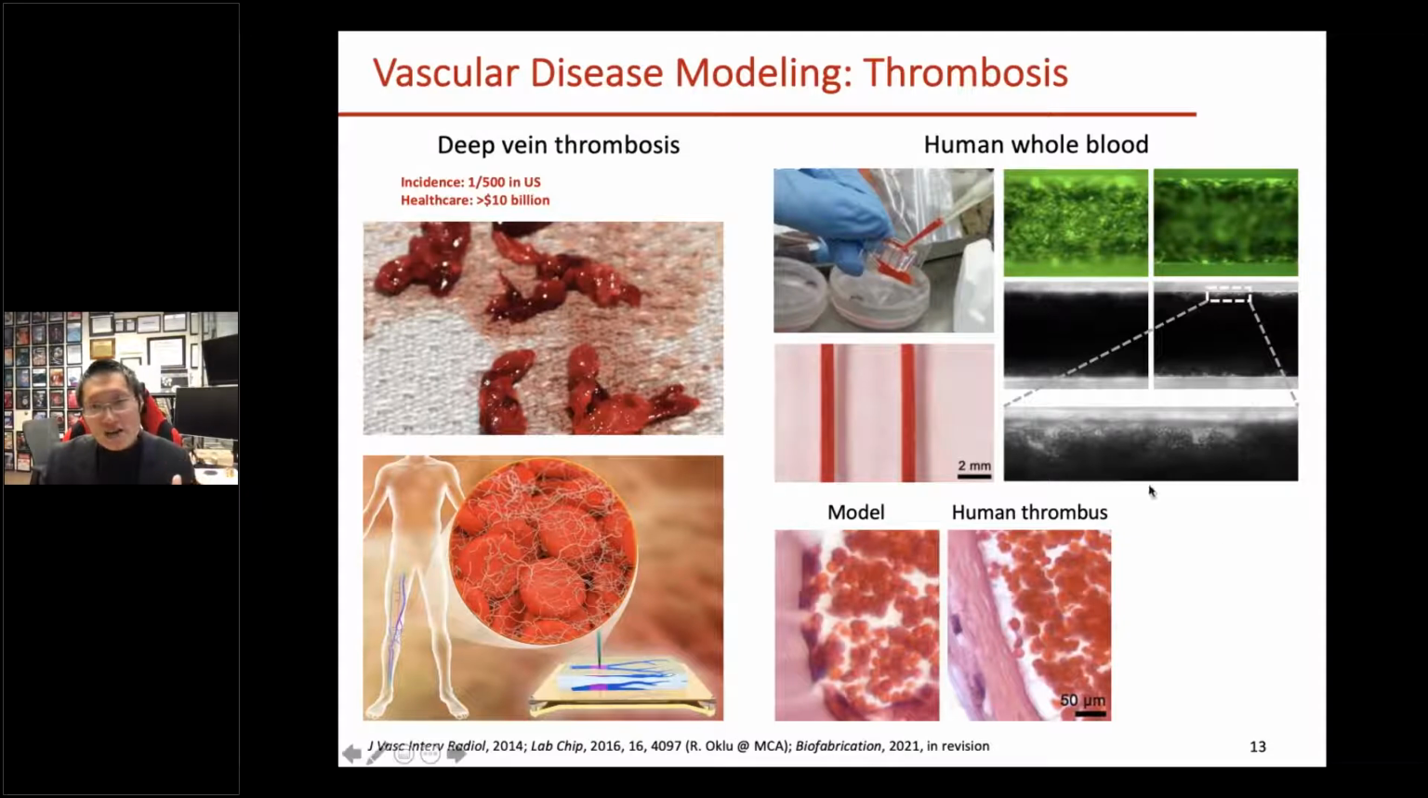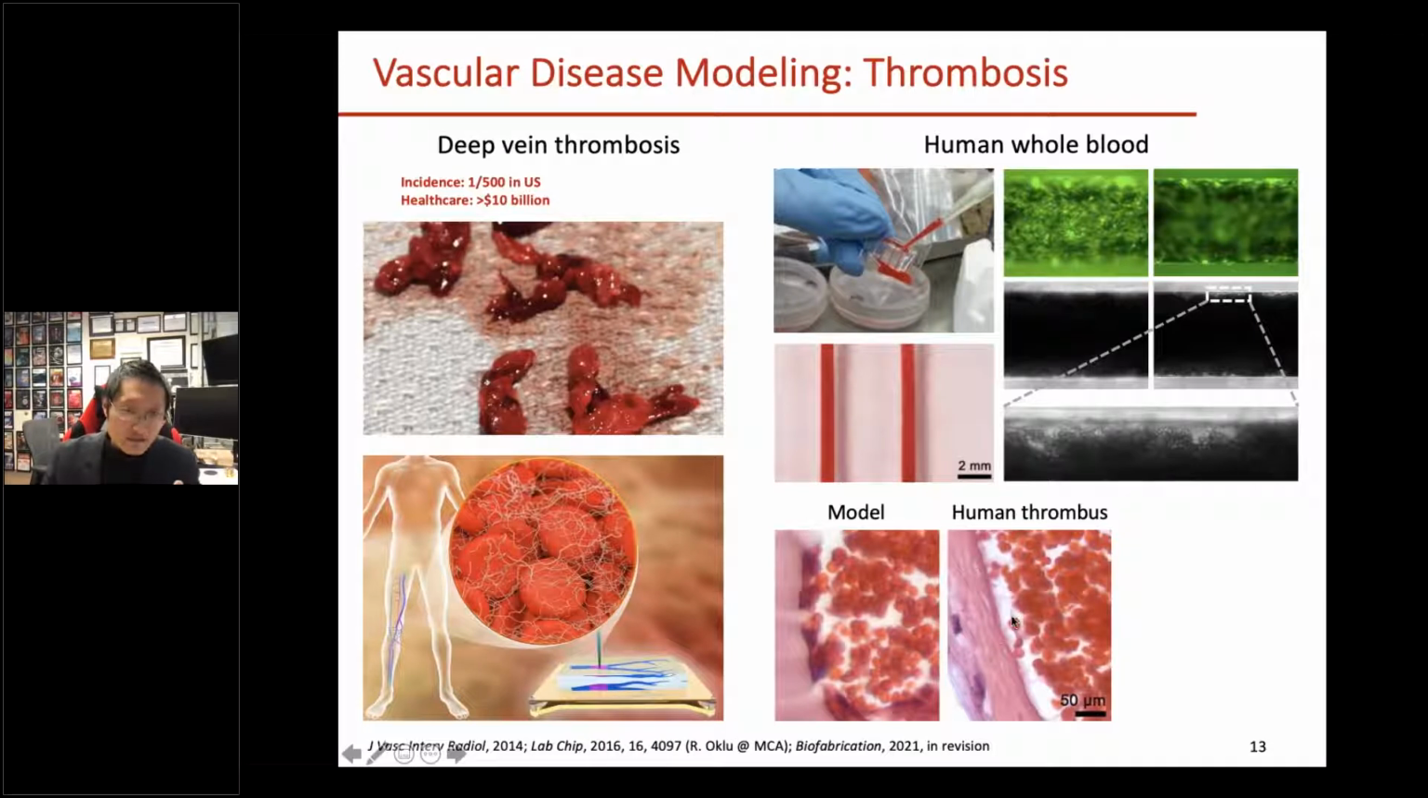If you do histology at the cross section, on the left is our model, right? As you can see, there is a very nice lining of endothelial cells at the interface, matrix on one side, and aggregated red blood cells in the lumen area. And if you compare this histology with the histology of a real human thrombus, you can see that they are very much similar to each other, right?